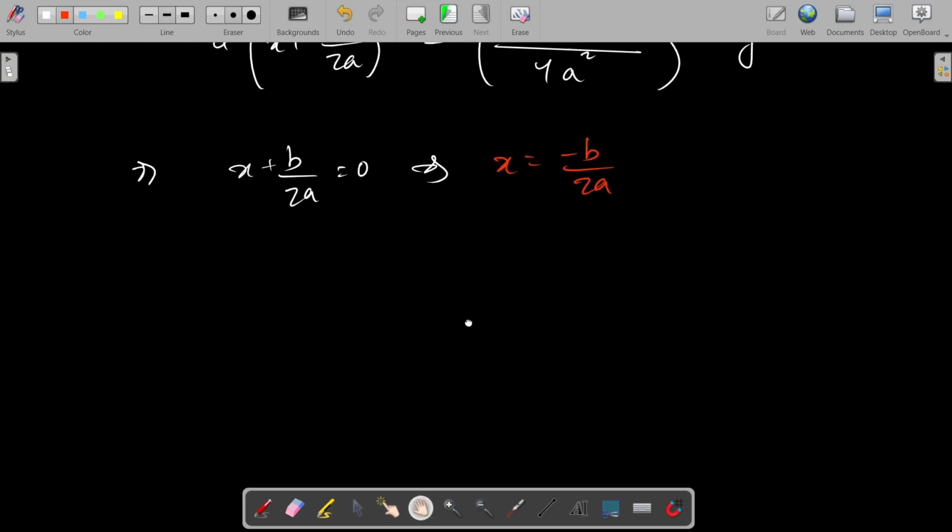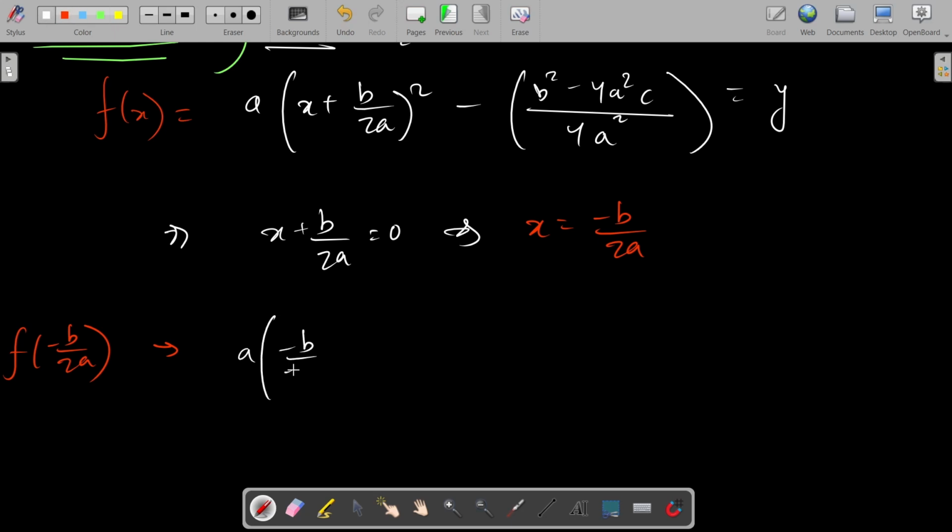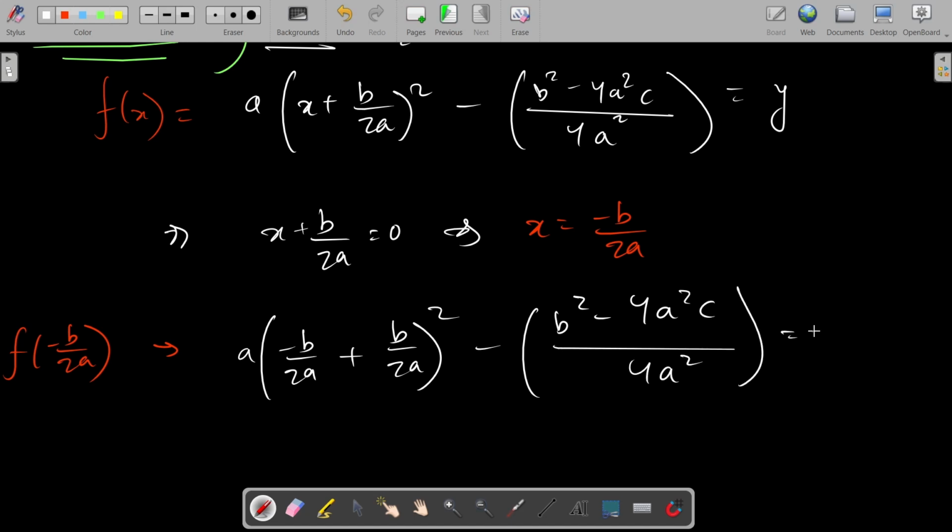So when we put this in, if you go back in the video and see the previous slides, you will notice that this is what we had gotten from the quadratic equation derivation. Now, when we put this in the equation, f of minus b by 2a, we get a times the quantity minus b by 2a plus b by 2a, squared, minus b square minus 4a square c upon 4a square, is equal to y.